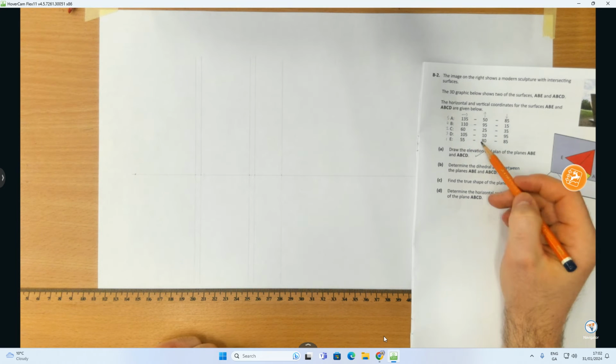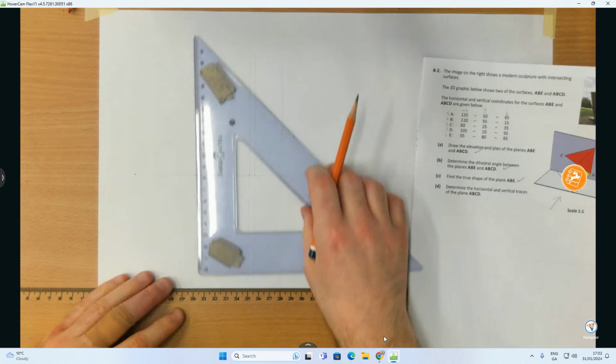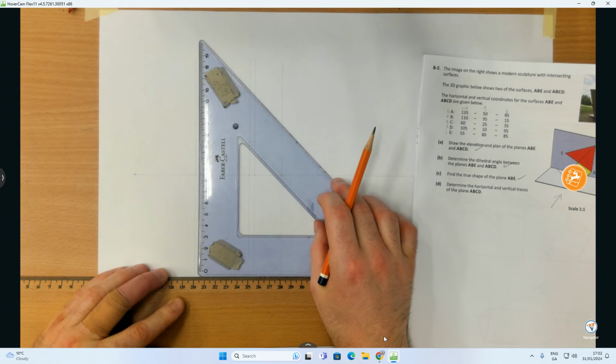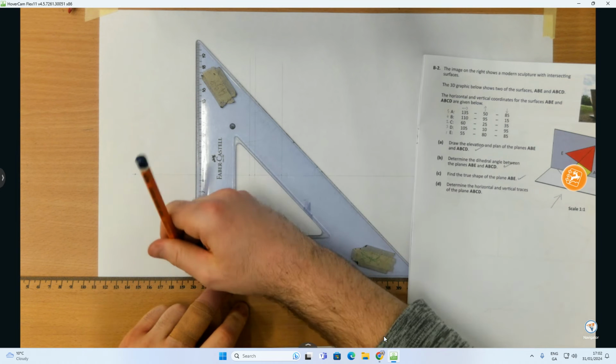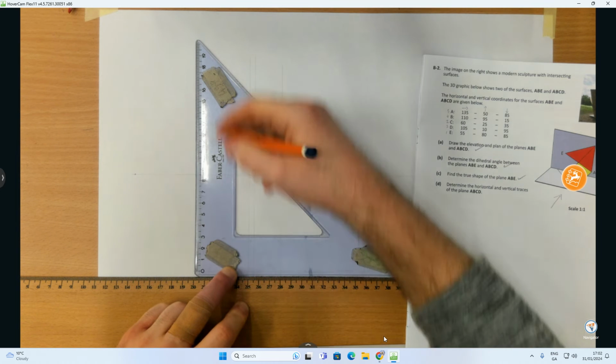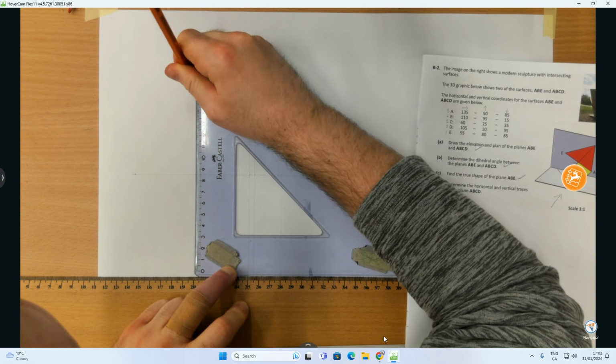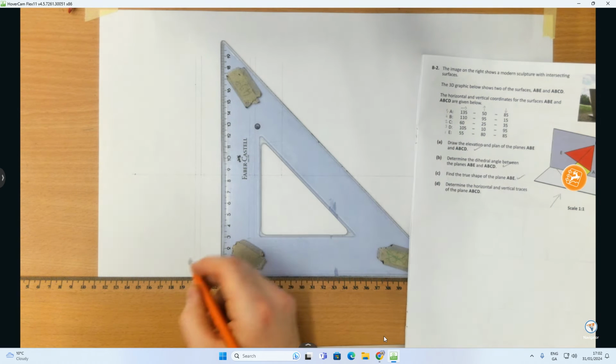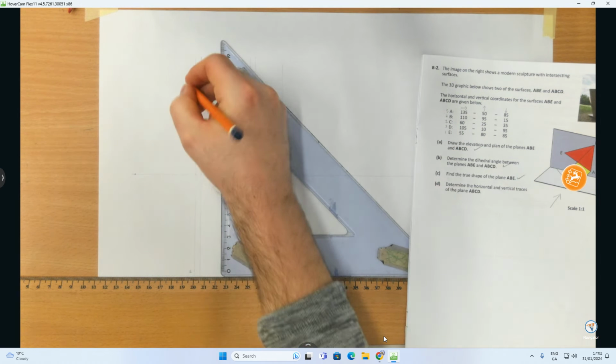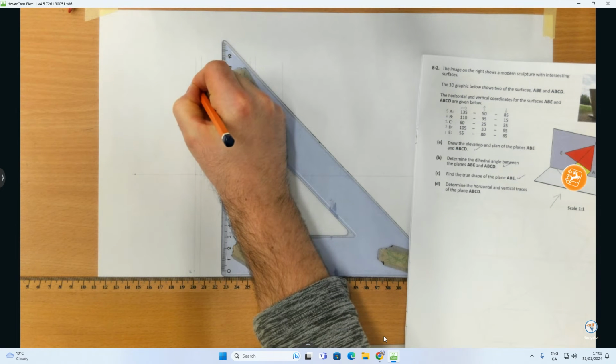Starting with number 1, it's up 80, down 85. So I often measure 85 from the bottom. Starting with the very first one, 85 down, and up 80 will get me up to 165. And that there is point E, so I would label that E.